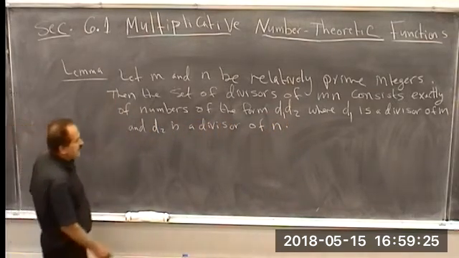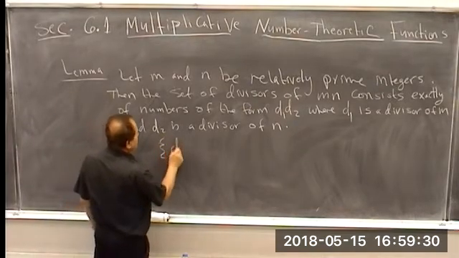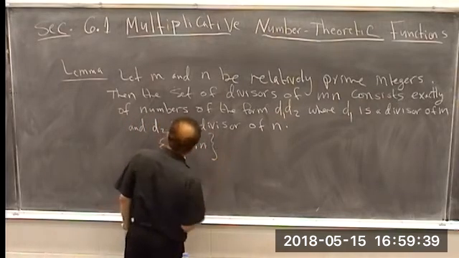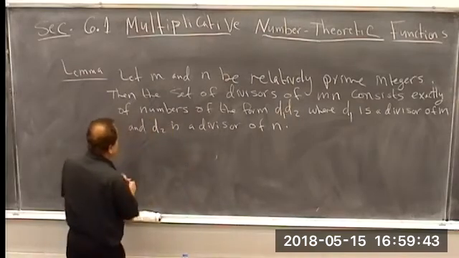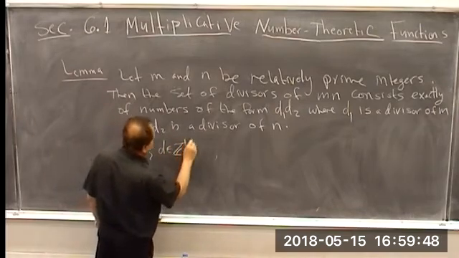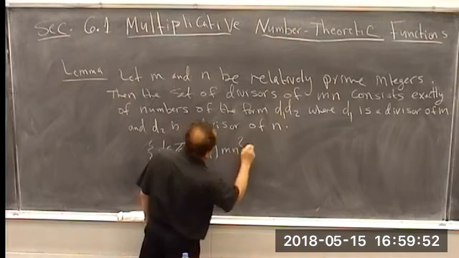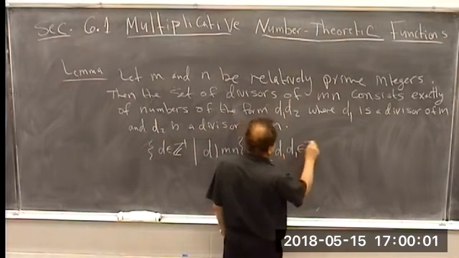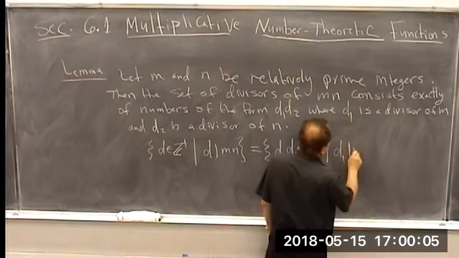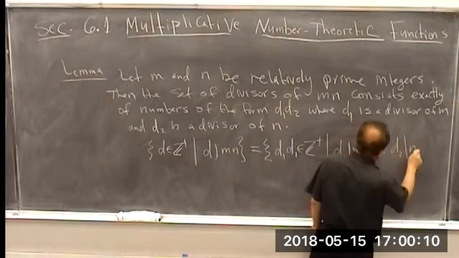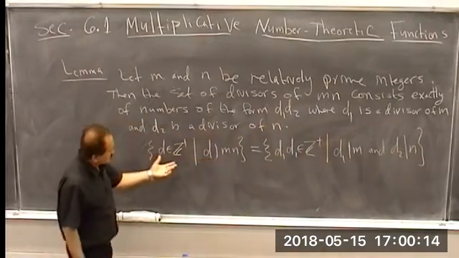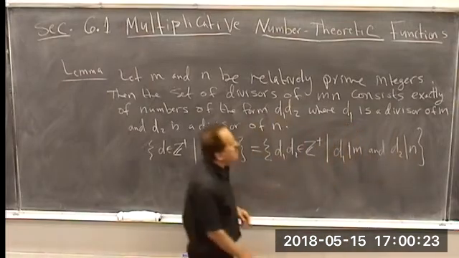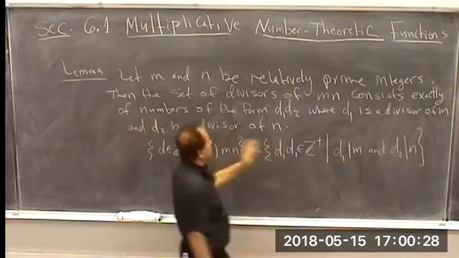To put it in simpler terms, the set of divisors of mn, meaning d in z plus such that d divides mn, is the same as the set of products d1 d2 in z plus such that d1 divides m and d2 divides n. So this is the set of divisors of mn. This one has d1 a divisor of m and d2 a divisor of n. So if you multiply all the different products of the different divisors, we get these two sets equal to each other.